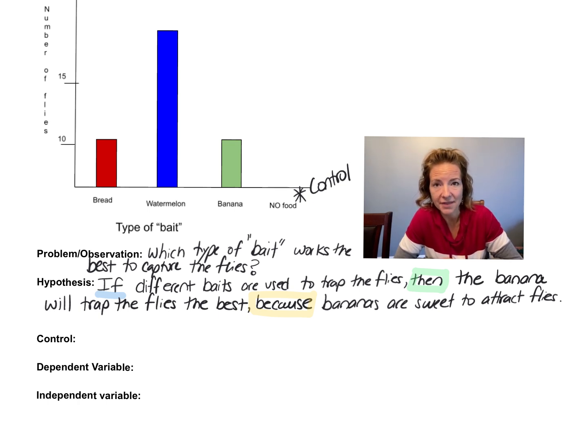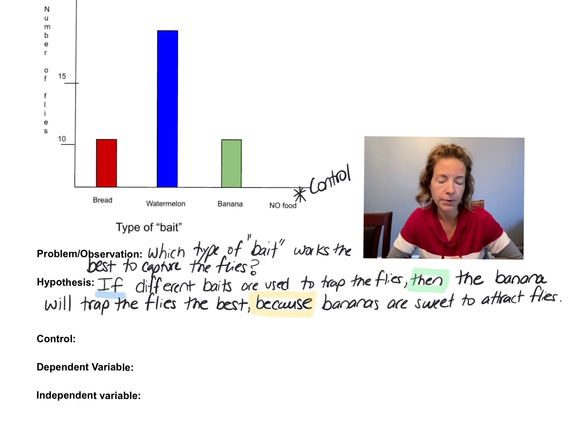So my hypothesis: if Rodney uses bread, watermelon, and banana to try and capture the flies, then the banana is going to capture the most flies and attract the most flies, because the banana starts to rot and smells very sweet and has lots of sugar to attract the flies.